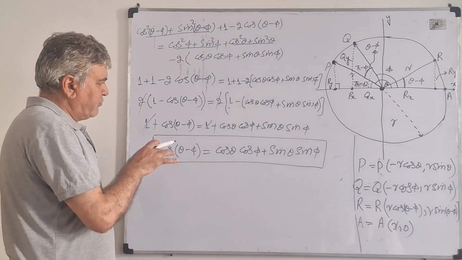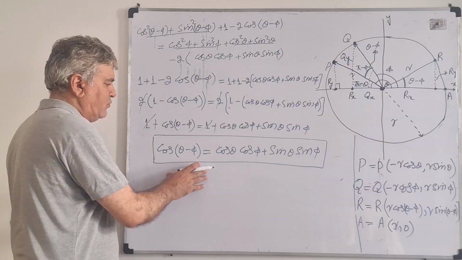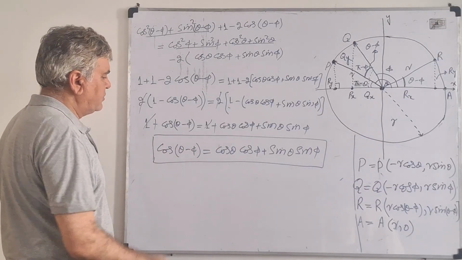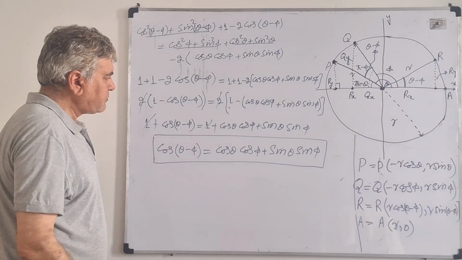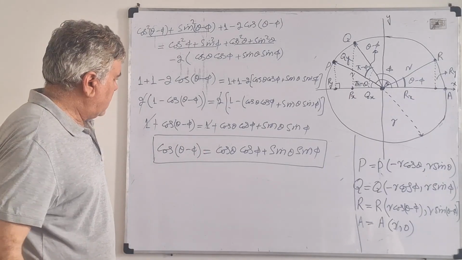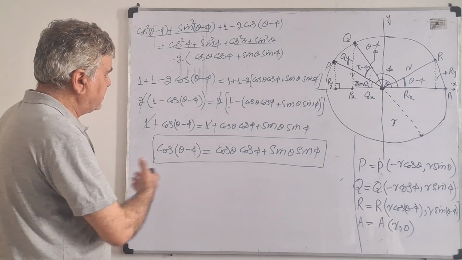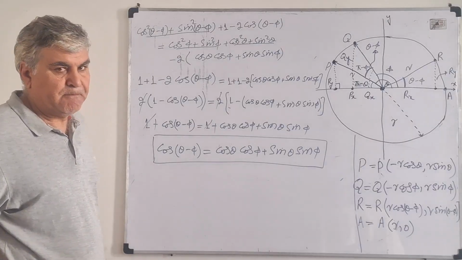We can derive several other very good relations by using this one formula, so you just need to memorize this relation, this identity. You just need to memorize this identity.